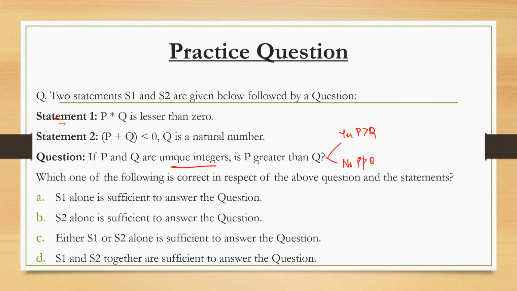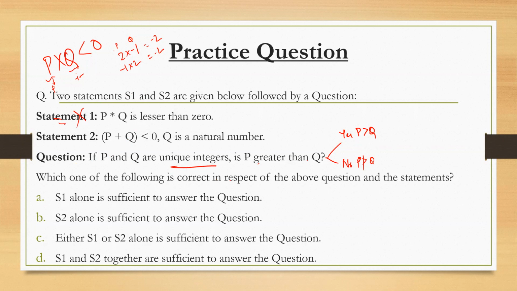Now see the statement one. It says P into Q is less than 0. Okay. You are multiplying two numbers and you are getting it less than 0. So there are two possibilities here. For example, this could be a positive number, this could be a negative number, or vice versa. For example, if it is 2 into minus 1, it will be minus 2, which is less than 0, or it could be minus 1 into 2, again, minus 2, less than 0. Okay. So here, the nature of P and Q, you do not know. They are interchangeable. Therefore, you cannot clearly say if P is greater than Q or not. Okay, through statement one. So that is wrong.